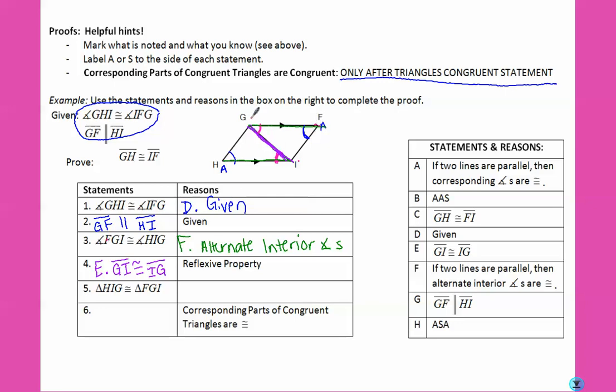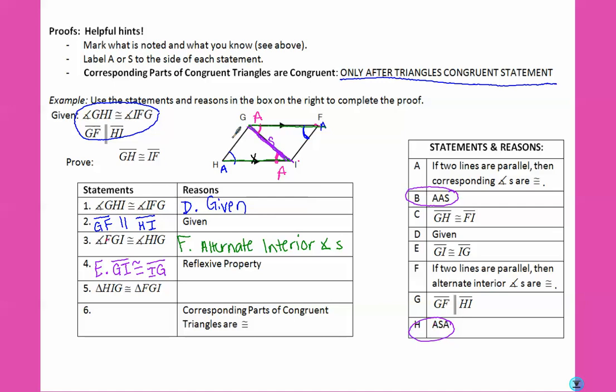So I had the angles I was given, I had the alternate interior angles, and then I have a shared side in the middle. So we only have two options for which property can prove the triangles congruent. It's either angle, angle, side, or angle, side, angle. So I need to start at one of my angles.